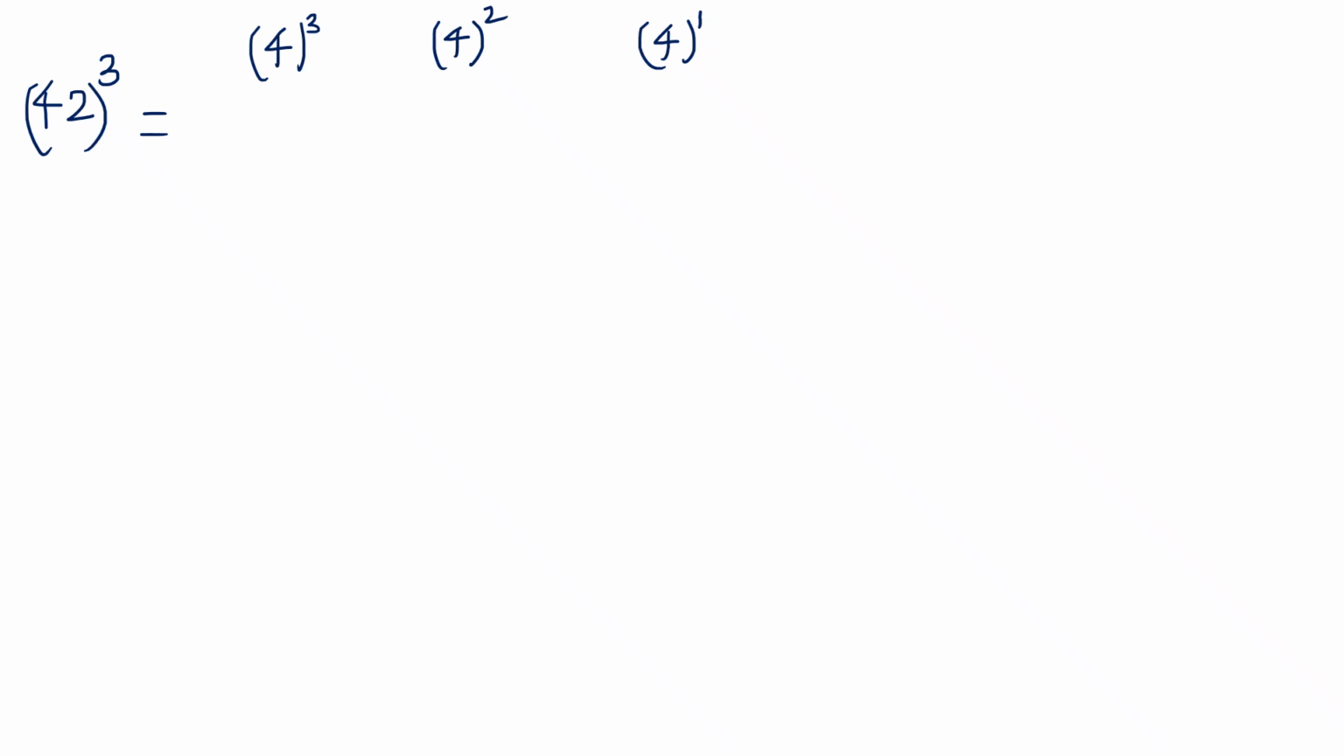Then you have 2 cube. You start from 2 cube, then next 2 square, then 2 power 1. Then this 2 power 0, I'm not going to write it. Now I hope it is very clear what I am doing here. Now 4 cube, when I write it, I will get 64. Then 4 square is 16, 16 into 2, you will get 32. Then 4 into 4, which is 16. Then 2 cube, which is 8.